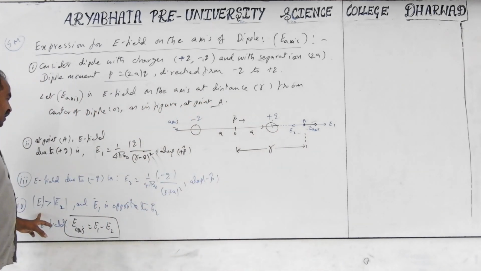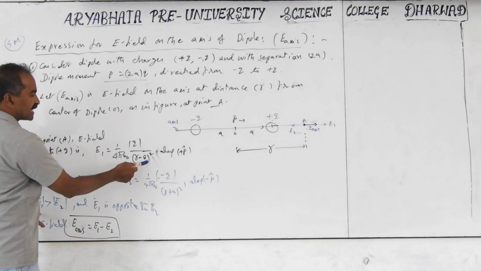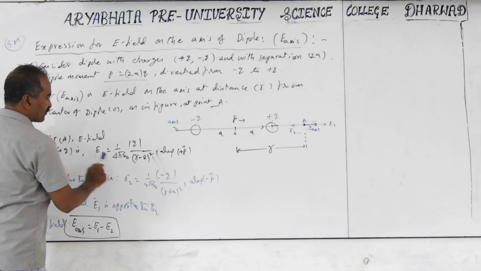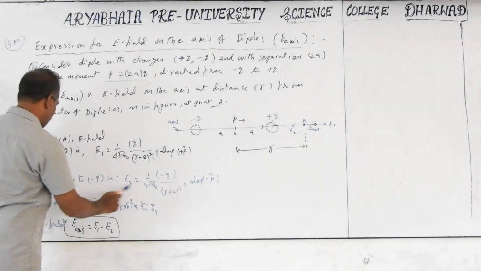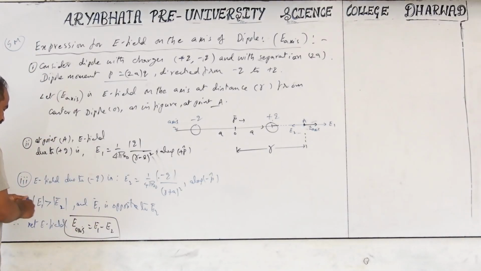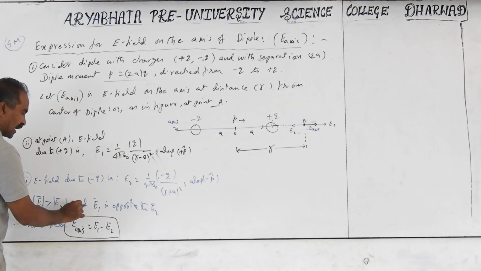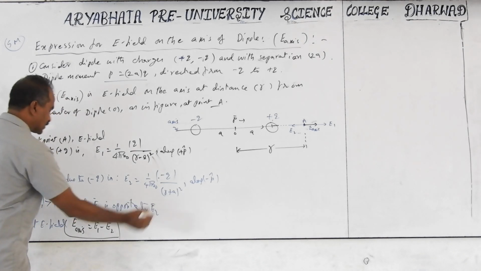E1 is greater than E2. Why? Because E1 has R minus A in the denominator, and here R plus A is coming. Therefore, this E1 will be greater than that of E2. And also they are in opposite directions. If you take their vectors' magnitudes, E1's magnitude is more than that of E2's magnitude, and E1 is opposite to E2, in opposite directions.